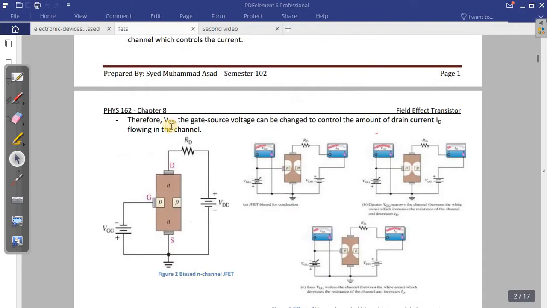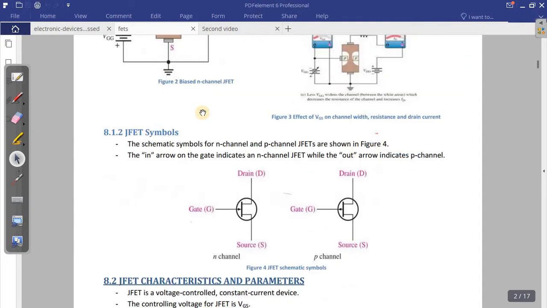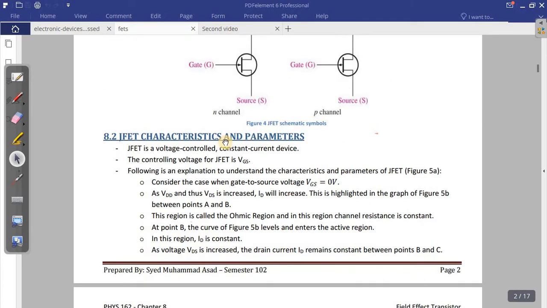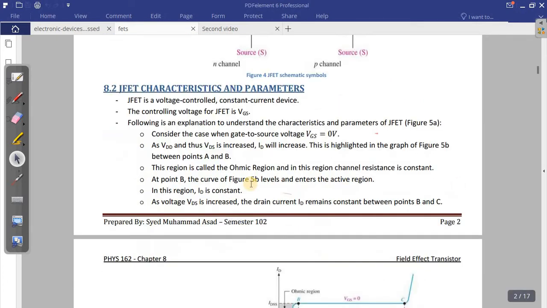And then we said that VDS controls the drain current. When VDS increases, the drain current decreases. When VDS decreases, the drain current, which is ID, increases. And this was the logic symbol that I showed you last time: for an N channel, the arrow is pointing in; for a P channel, the arrow is pointing out. So now let's talk about the JFET characteristics and parameters.